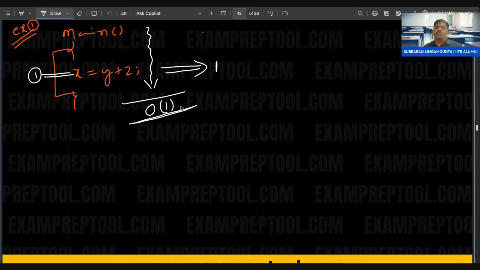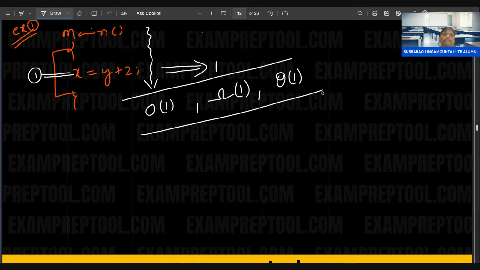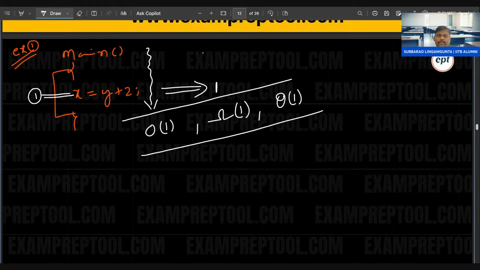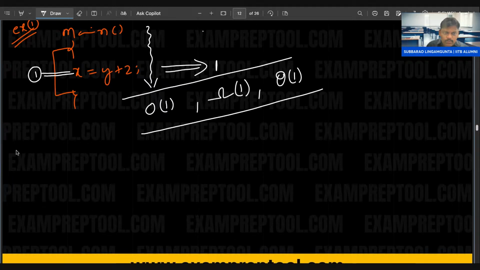You may say that's big O of 1. Why not omega? You can write omega of 1 also, or theta of 1 also. You can write anything. So the time complexity of the given program is big O of 1, or omega of 1, or theta of 1. That is example 1. Let's go to example 2.